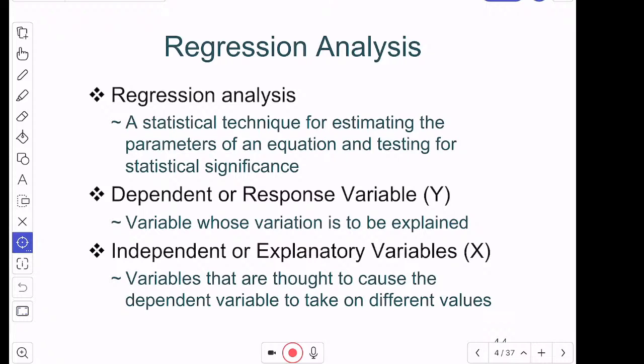Okay, so regression analysis is a statistical technique for estimating the parameters of an equation and testing for statistical significance. The dependent variable is always on the y-axis, where we are looking to explain this variable using the explanatory variable x. They're thought to cause the different variable to take that value.